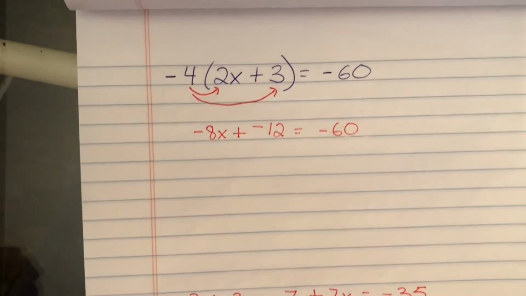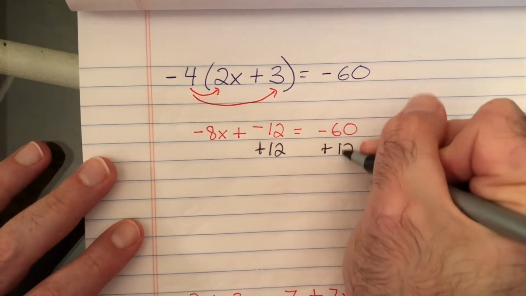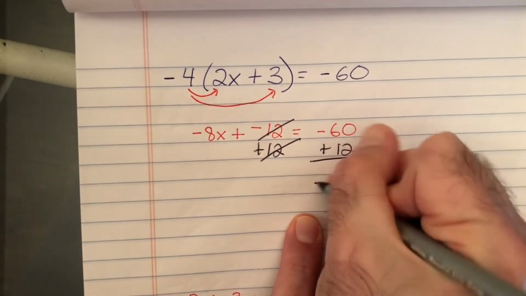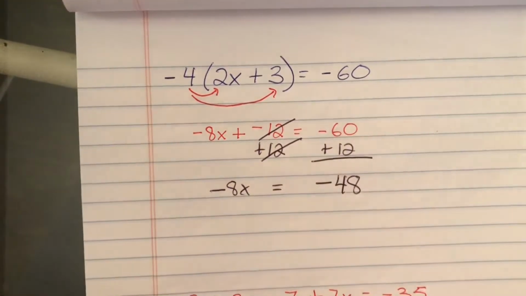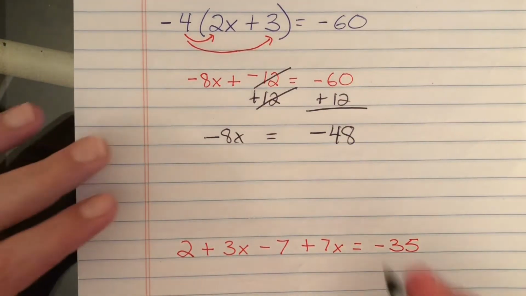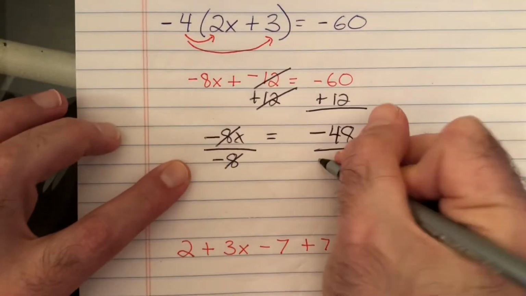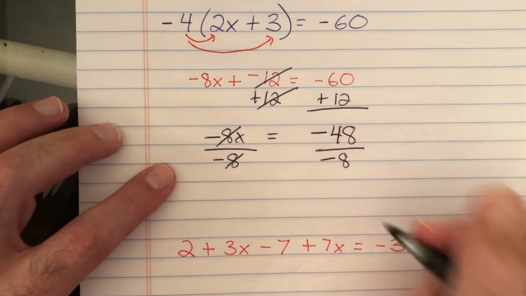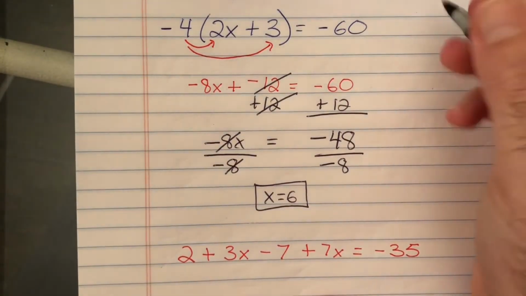Now I've got a 2-step equation. I've got a lot of negative numbers in here, so I've got to be careful. The opposite of negative 12 is plus 12. Plus 12 on both sides. They cancel here. Negative 60 plus 12 is negative 48. Bring down the negative 8x equals. Now I want to get the x by itself, so I'm going to divide by negative 8 on both sides. Here it cancels. 48 divided by 8 is 6, and a negative divided by a negative is a positive. X equals 6. So let's check it.